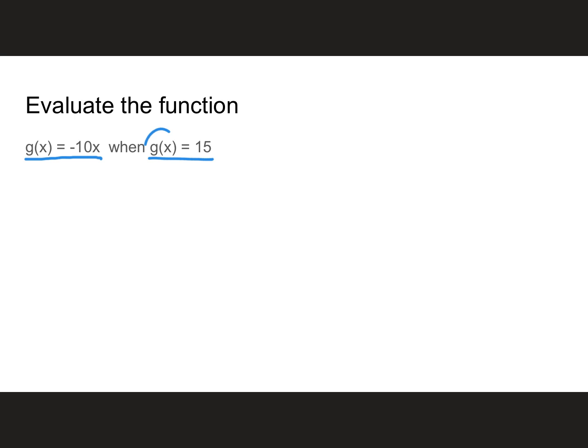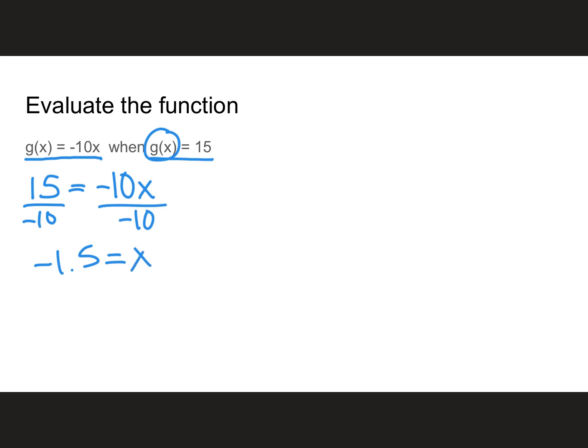Again, we're replacing g of x with 15. So I have 15 equals negative 10x. Again, I'm just going to divide both sides by negative 10 because that's what's there with my x. So I get negative 1.5 equals x. Okay, again, with these, when they're given a g of x value, that is your output. They gave you an output. You need to find the input. Okay, so make sure you're finding the correct thing.